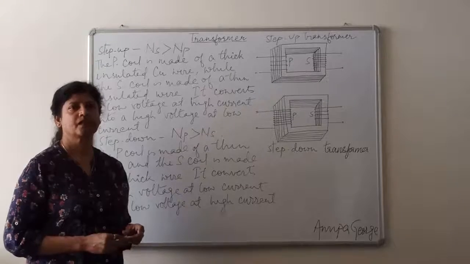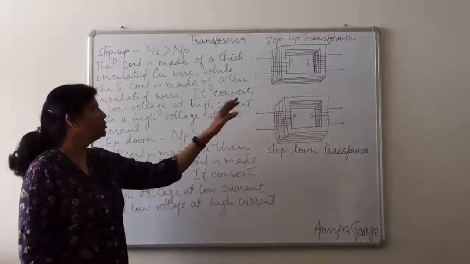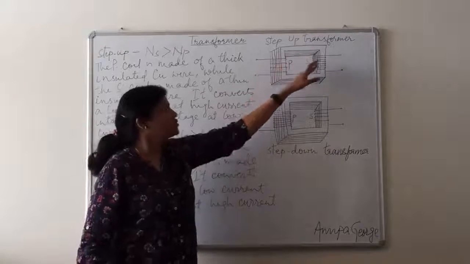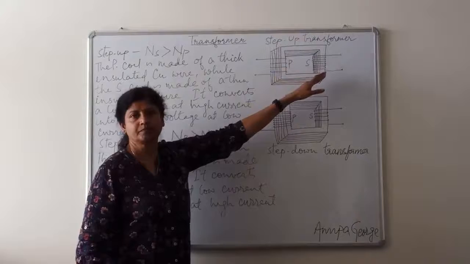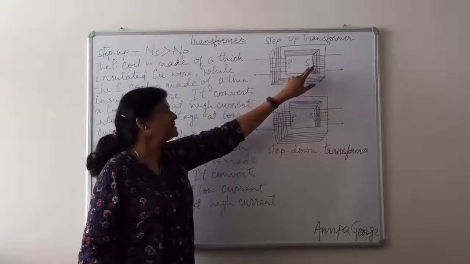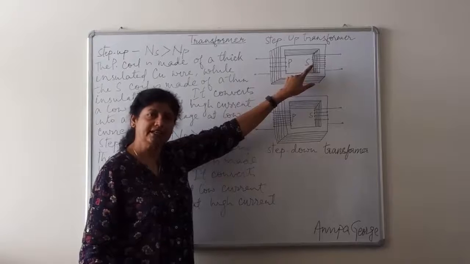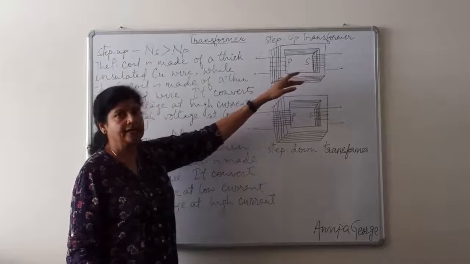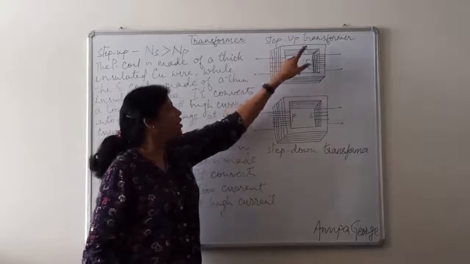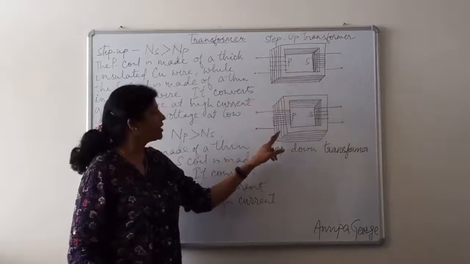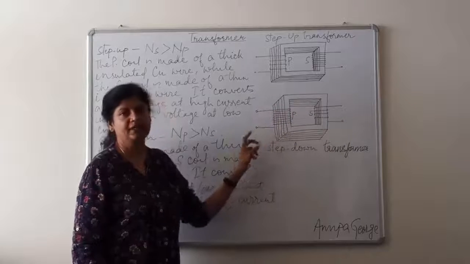Construction. It consists of two coils wound over a soft iron core. P stands for primary coil, S stands for secondary coil. Now, to minimize eddy current, this soft iron core is laminated.